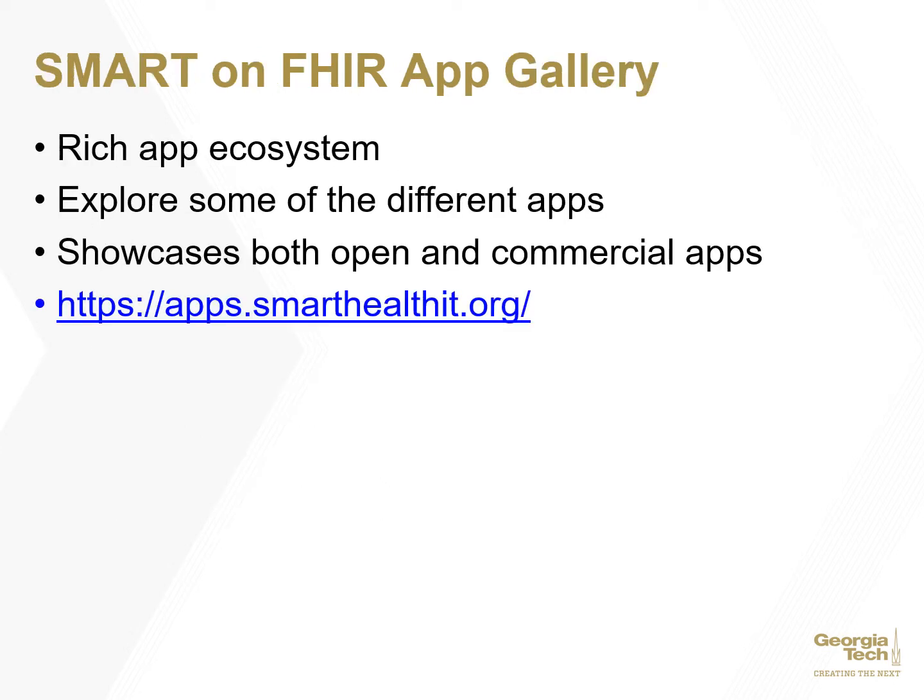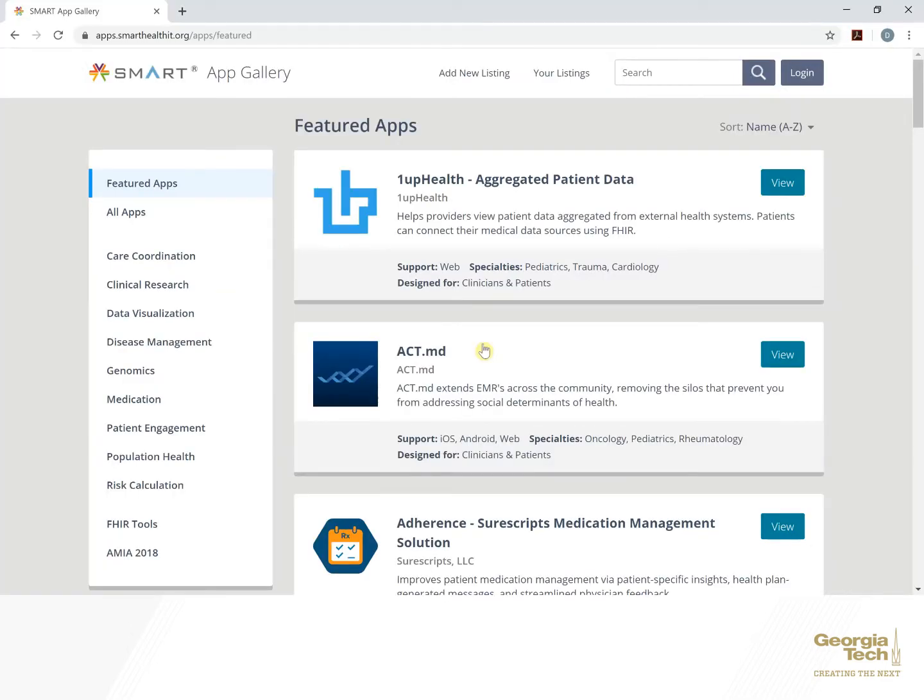Before we get into the details of SMART on FHIR, I'll show you what are some existing apps that are already out there using this technology. I highly recommend you to explore these apps within the app library on SMART on FHIR's main website. This will give you a better understanding on how these apps are used in a wide range of different use cases. This library includes both commercial and open source applications. So now launch the SMART on FHIR app gallery. You can see the different types of apps, such as one geared towards population health, risk calculation, and data visualization.